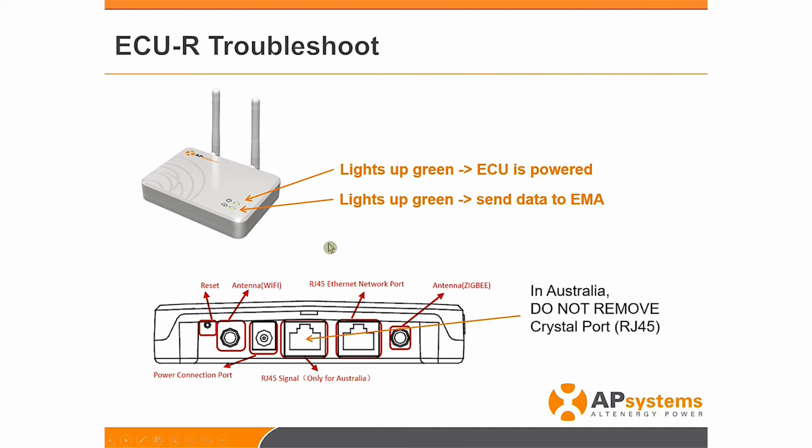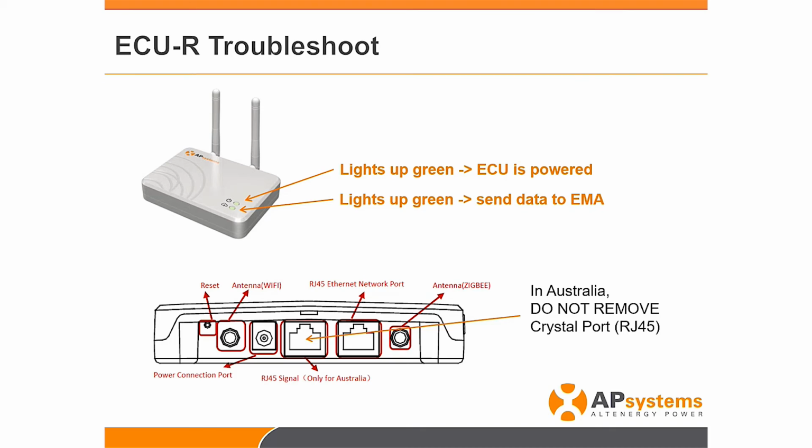So if a customer calls and says, look, I can't see anything on my app, the first thing you want to do is ask them, are the two green lights on this device, the ECUR anyway, on? The first light is the power light. That has to be on. If that's not on, that means this device is dead, or the power adapter is dead. Usually they will say, yep, the first light is on, and then the second light, the internet light, I guess you call it, if that's off and the power light is on, that means the device has lost internet connection. Hence, it's not transmitting data to the EMA portal. And then obviously if you have an app, you can't see your inverters or your data.